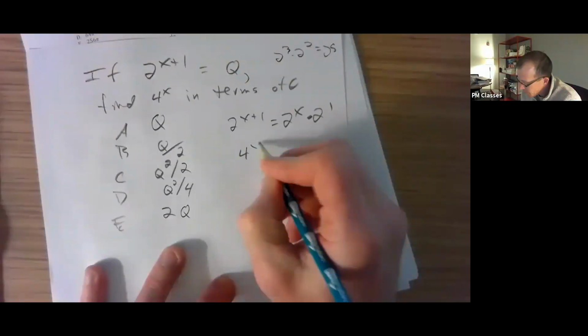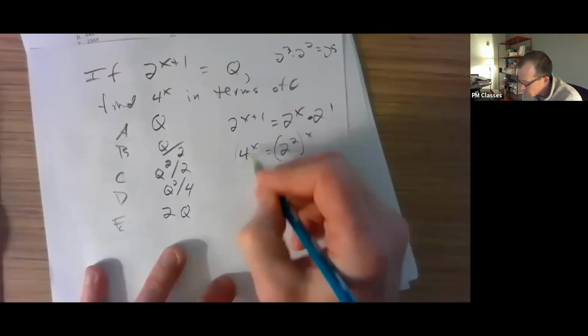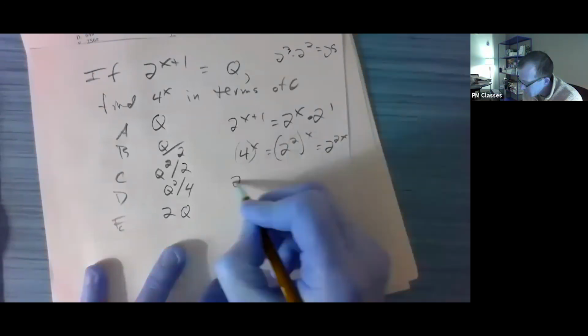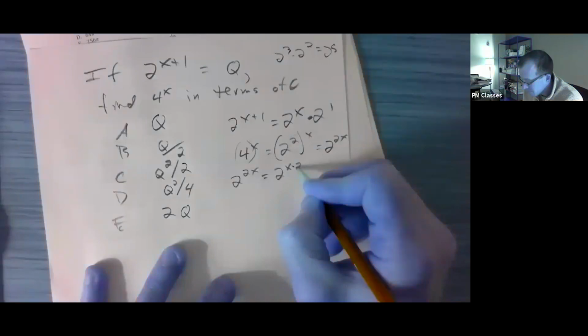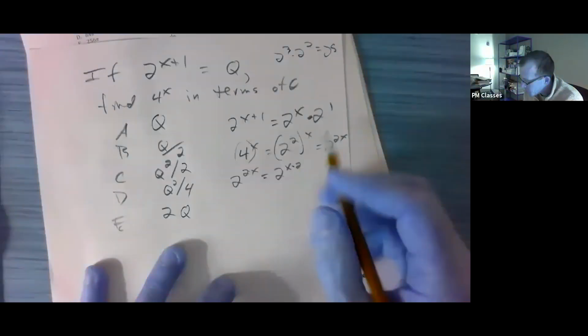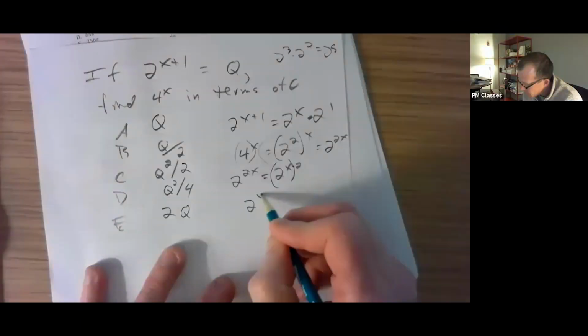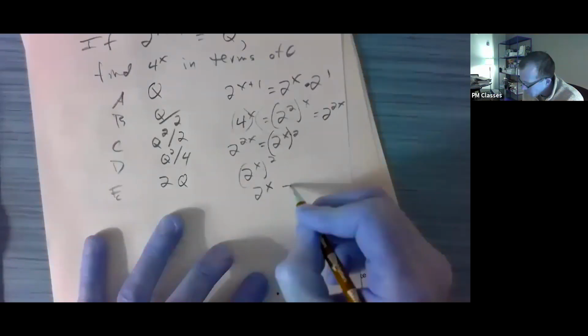4 to the x could also be said to be 2 squared to the x, like we said, because 4 is 2 squared. These guys, as we did on the other page, multiply: 2 to the 2x. So here's the kind of fun part. 2 to the 2x, a couple ways to go about this, but you could also say that that's 2 to the x times 2, because same thing, right? And then, just like we pulled this apart, I can change this and make that 2 to the x quantity squared.